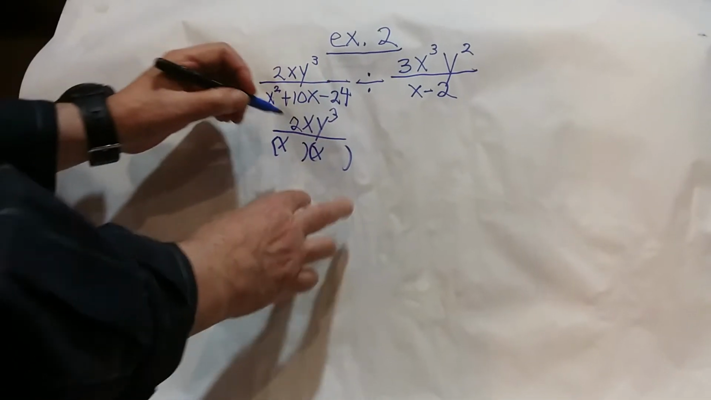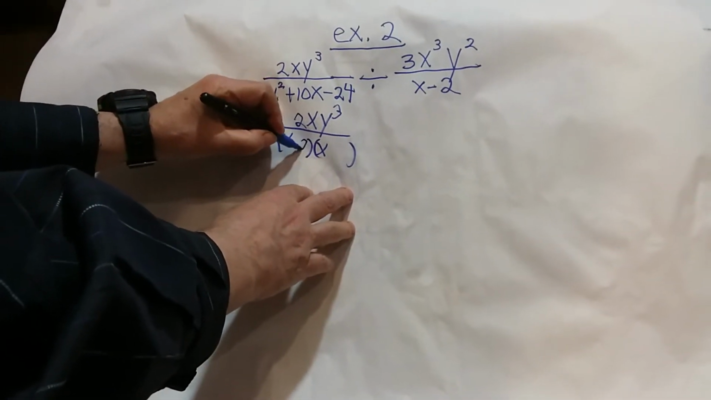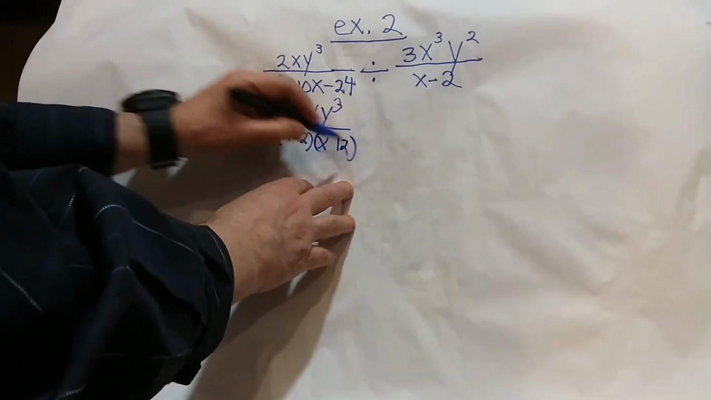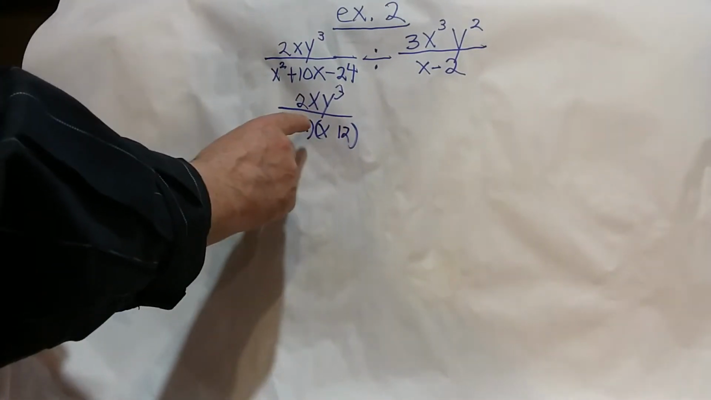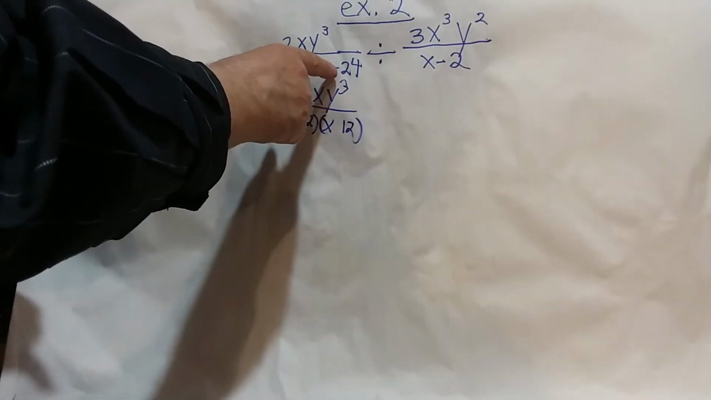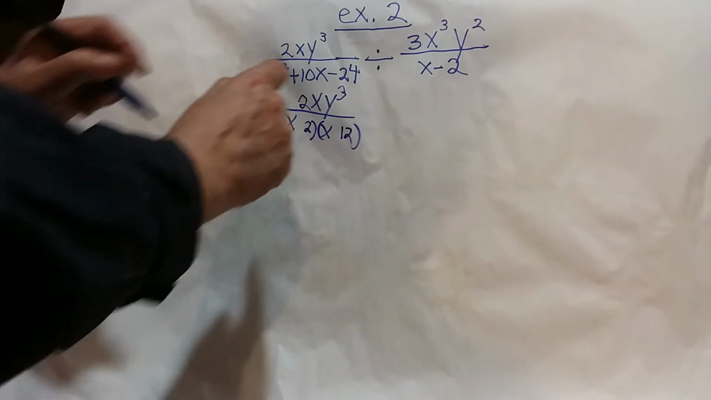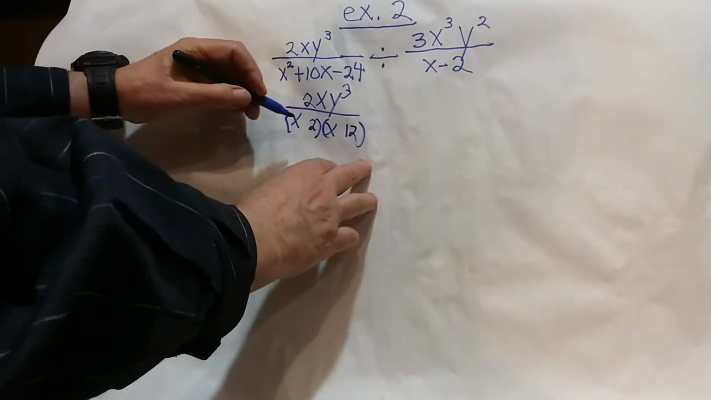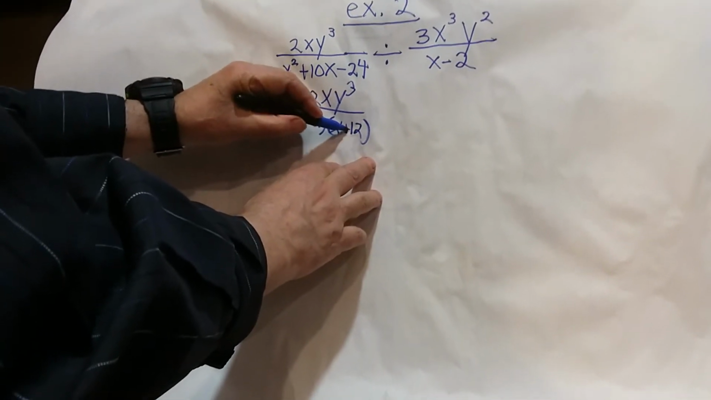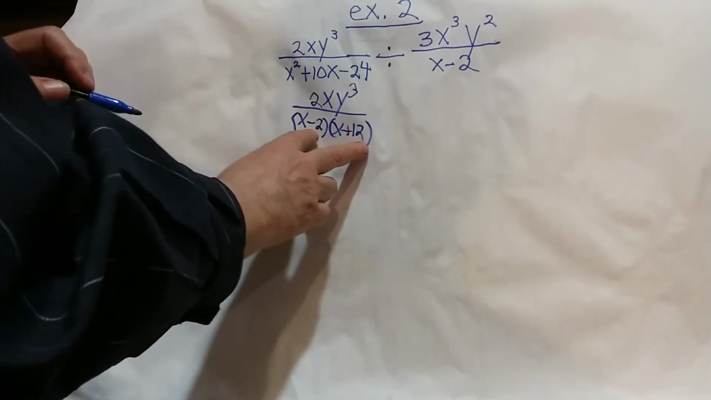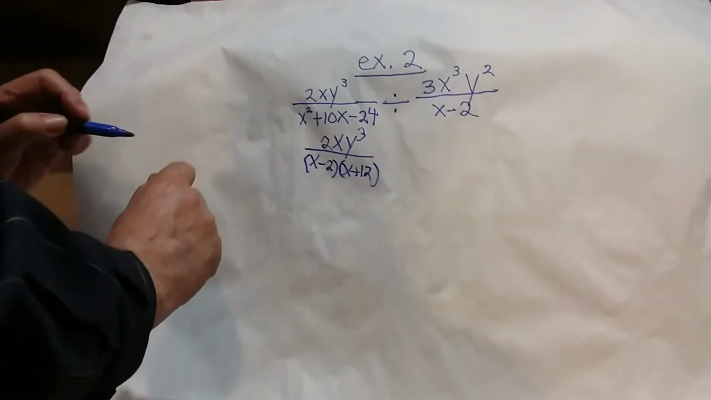The numbers that are going to work here are 2 and 12. 2 times 12 is 24. 12 take away 2 is 10. The last sign means they got to be different, and you have to get a plus 10. So it's going to be a plus 12 and a minus 2. When you combine those signed numbers, you get plus 10.